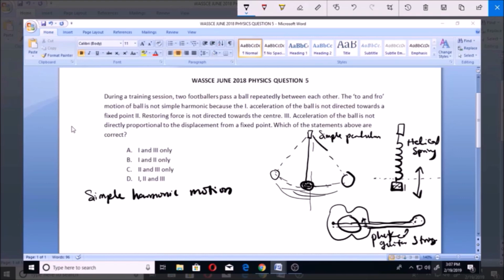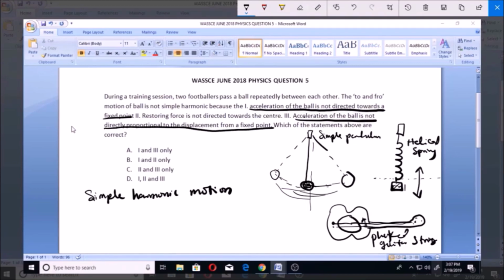Now, one very important attribute of a simple harmonic motion is that the acceleration of the load or the string in this time is directed towards a fixed point. Very, very important. And another aspect of simple harmonic motion is that the acceleration of the string or the load in this our case is actually proportional to the displacement from the fixed point.